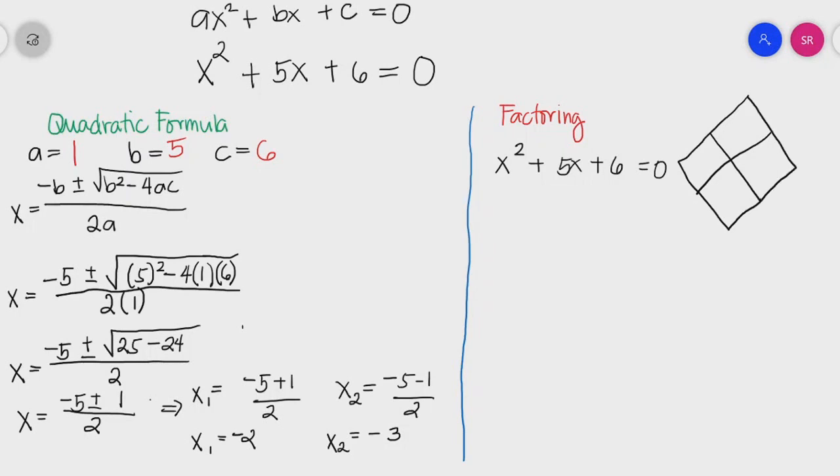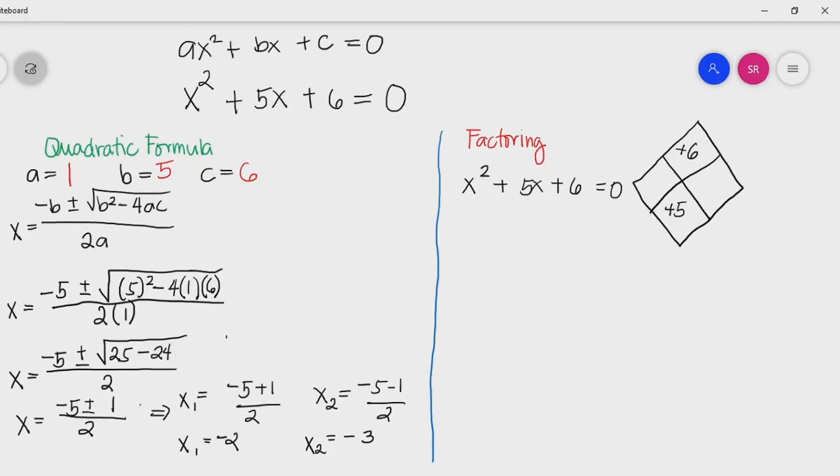Okay, so what we're going to write in this upper diamond here is the product of A and C, which is 6. Take note that it is positive. And then at the bottom is our B, which is positive. So with these two diamonds, this will give us the hint as to what the factors of our quadratic equation are.